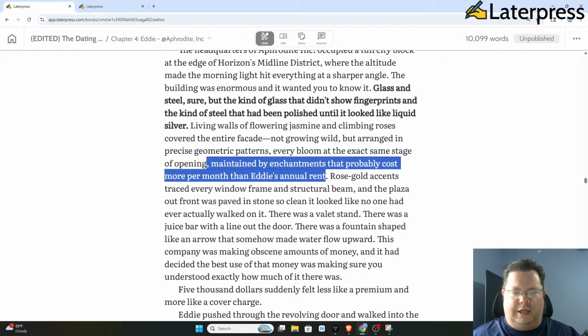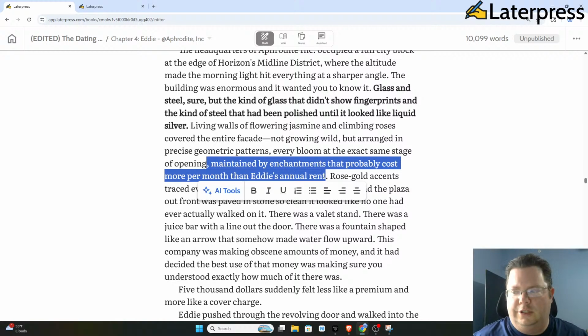I think we can establish the opulence of this just through the descriptions alone without needing to be so overt about mentioning costs.